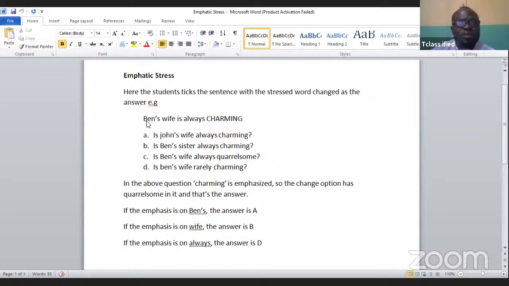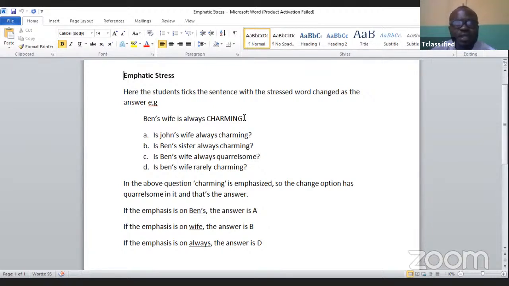The question says Ben's wife is always charming, and charming is the stressed word. Option A is John's wife is always charming. Option B is Ben's wife's sister is always charming. Option C is Ben's wife is always quarrelsome. Option D is Ben's wife is rarely charming. In the above question, charming is emphasized, so the changed option is quarrelsome, and that means quarrelsome is the answer.